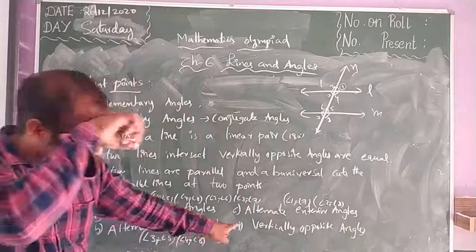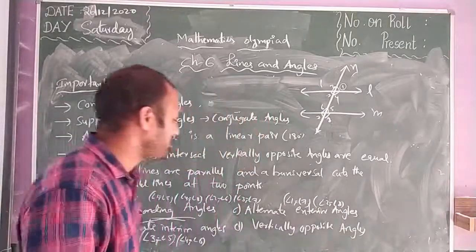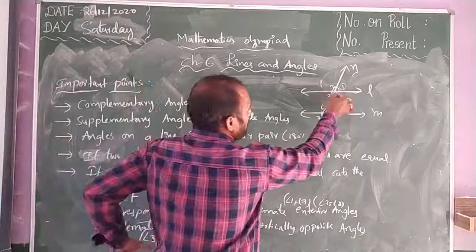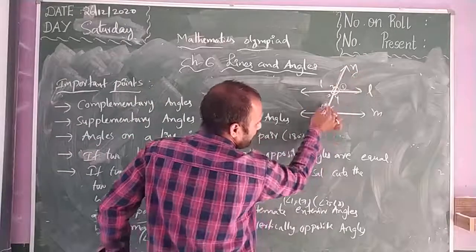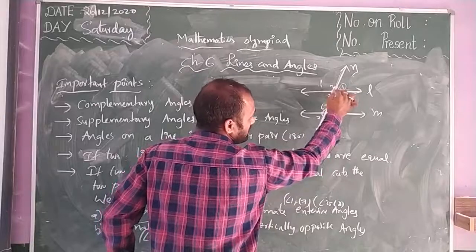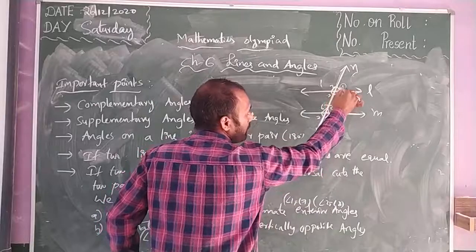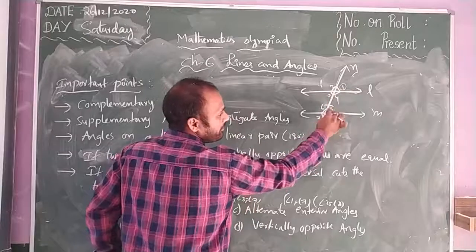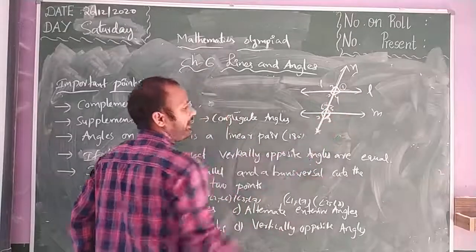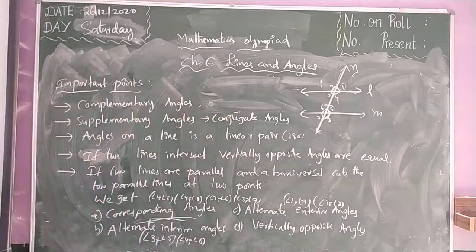Next, vertically opposite angles. Vertically opposite angles means two lines intersecting. Here, these two lines are intersecting. If I look up to here only, two lines are intersecting. So angle 2 must be equal to angle 4. Angle 1 will be equal to angle 3. Angle 5 will be equal to angle 7. Angle 6 will be equal to angle 8. These we call vertically opposite angles.